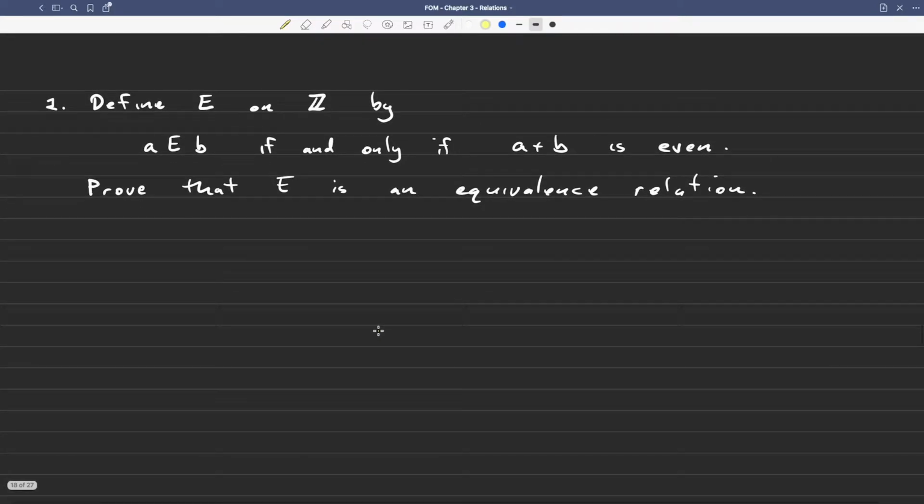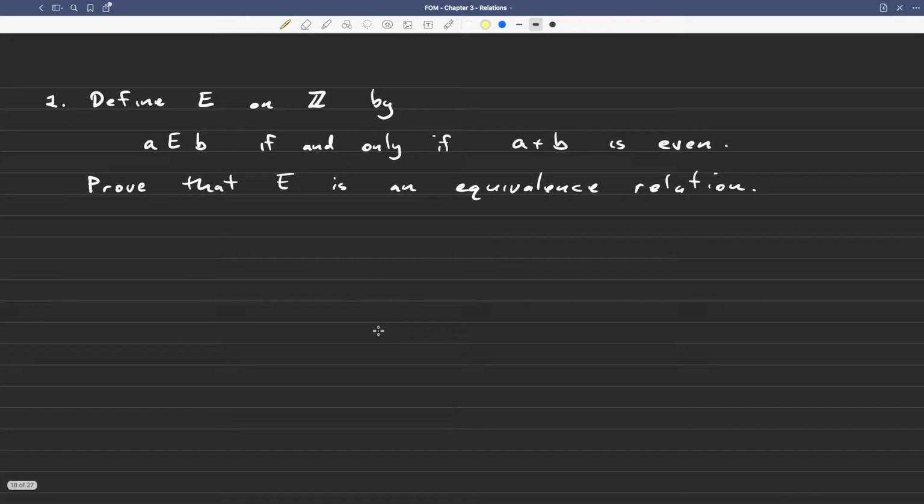All right, let's have a look at the second problem on this skills check. This one was a proof problem. You need to prove that this relation E, defined by A is related to B if and only if A plus B is even, is an equivalence relation. So we're going to break this into three parts. We'll do the reflexivity.